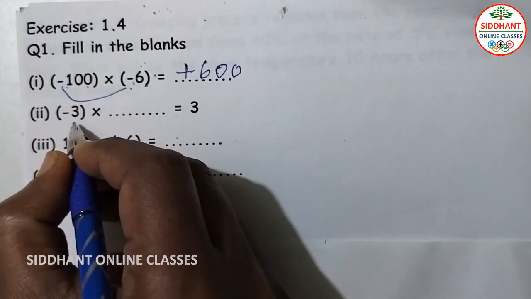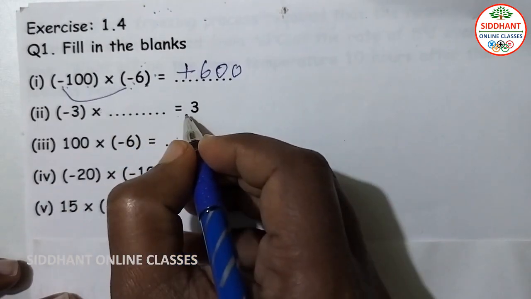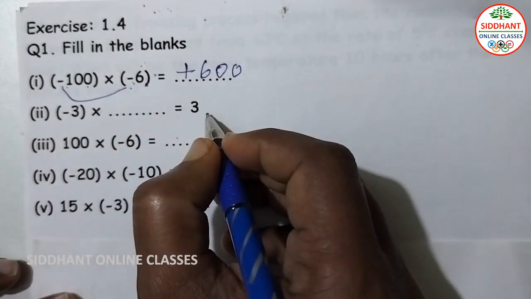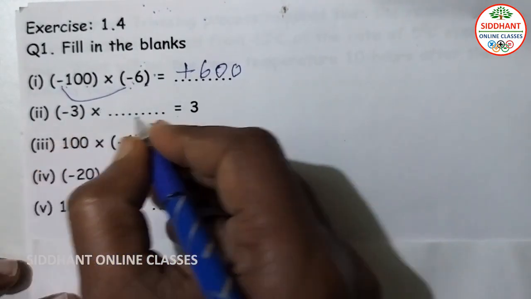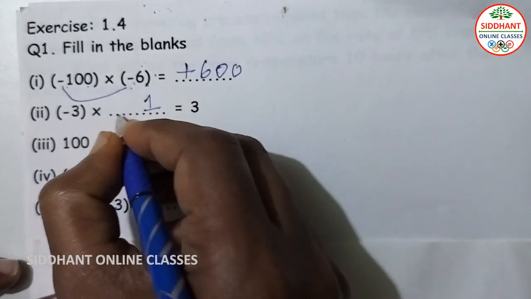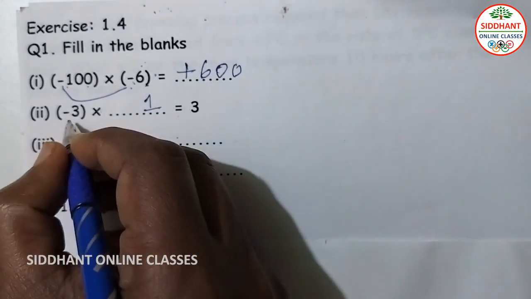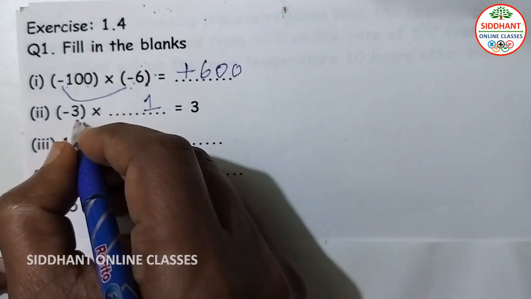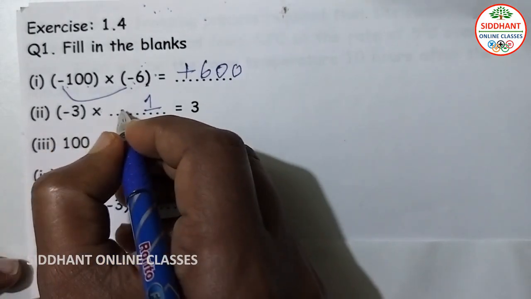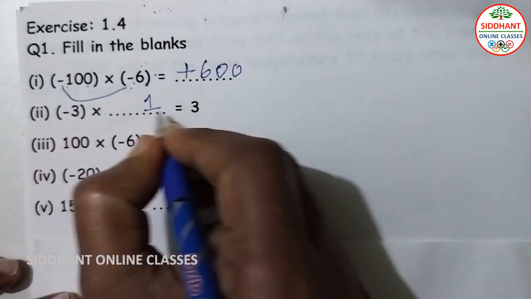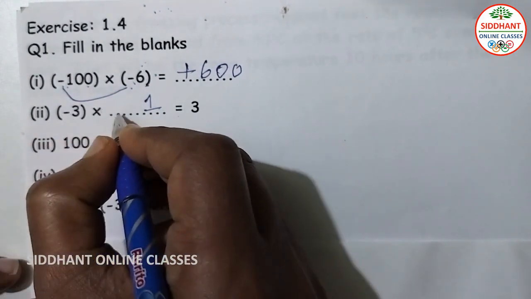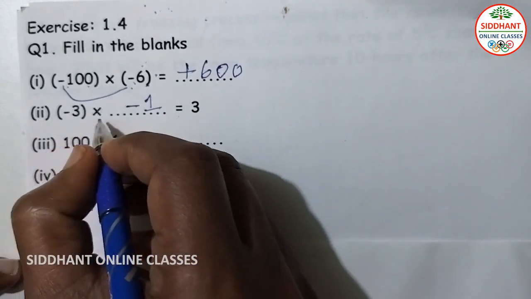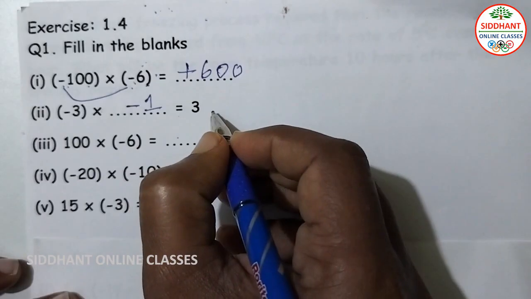Second one, minus 3 into dash is equal to 3. How many times do we have to multiply minus 3 in order to get 3 here? When you multiply one time, we get 3. But here we have to see the sign also. The answer should be plus. When you multiply minus into plus, we get minus. But the answer is plus, so we have to multiply minus with minus in order to get a plus sign. So minus 3 into minus 1 is equal to plus 3.